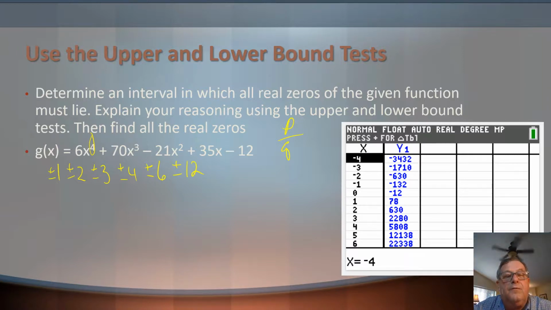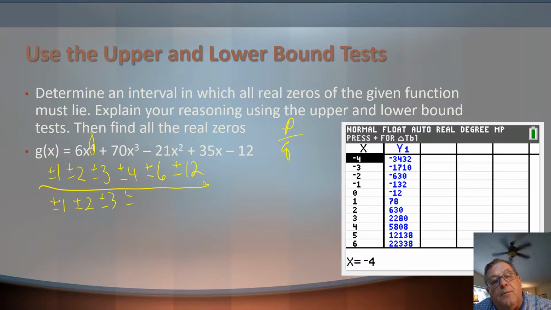1 times 12, 2 times 6, 3 times 4. That would be all of those over all the factors of the lead coefficient, which is 6, which is again plus or minus 1, plus or minus 2, plus or minus 3, and plus or minus 6. I'm about to leave off the last one, plus or minus 6. Now let's determine what all the possible rational real zeros may be. We can start off with plus or minus 1, the first list, plus or minus 2, plus or minus 3, plus or minus 4, plus or minus 6, plus or minus 12.